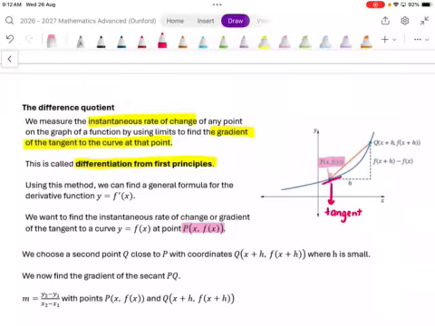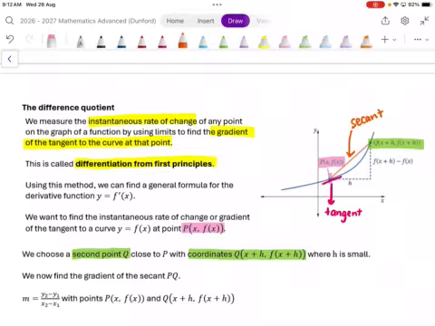So what we need to do for this is choose a second point. We've picked a second point Q, which is close to P, with coordinates x plus h, f of x plus h. Okay, so that's our point Q up there. We've added h to our x value and then substituted it in. Now just remember this orange line between our 2 points is our secant.